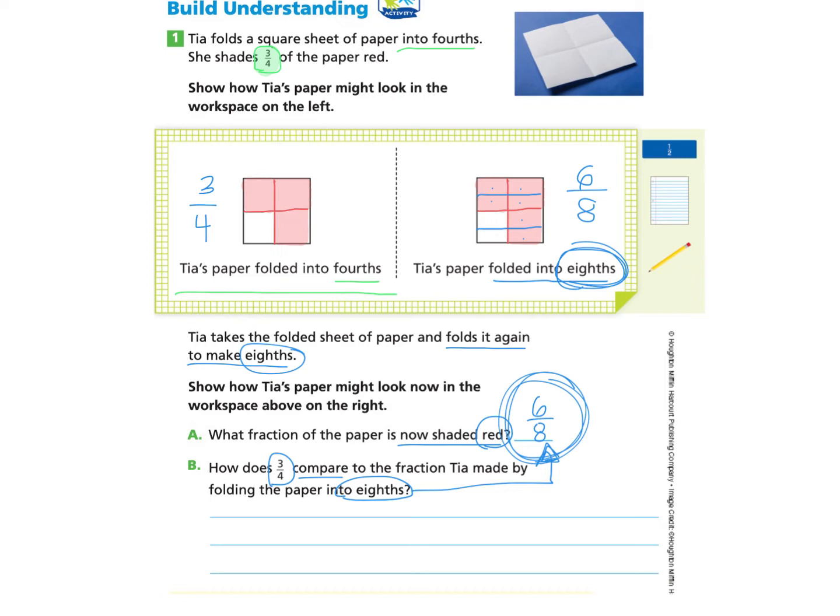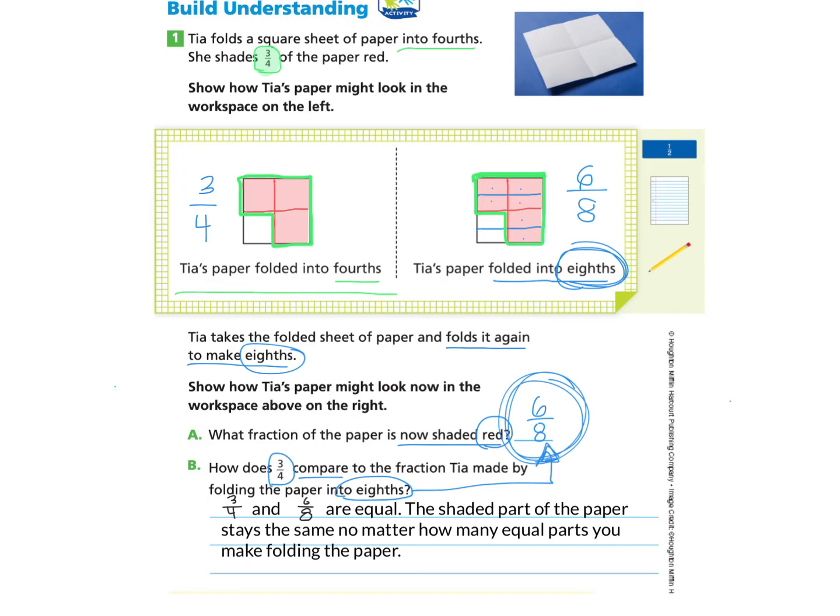When we take a look at the 3/4 and the 6/8, we're going to notice that the shaded part is equal. It is the same amount of area shaded in both fractions. I've highlighted this in green for you so that you can see that these are actually the same. They are actually equal. So we can answer that 3/4 and 6/8 are equal. The shaded part of the paper stays the same no matter how many equal parts you make folding the paper.